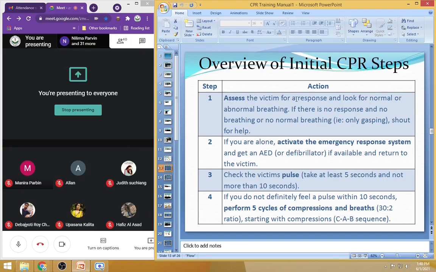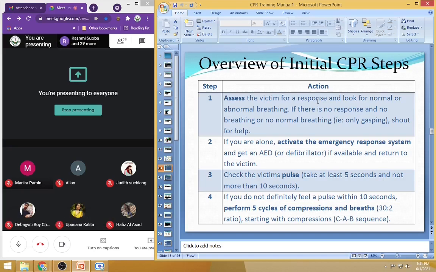Response means assess the victim for a response. Suppose there is fire or smoke, or an electrical burn, or an earthquake, and people are rushing out of the room. In the meantime, someone is found unconscious. First of all, what you have to do is assess the victim for a response.